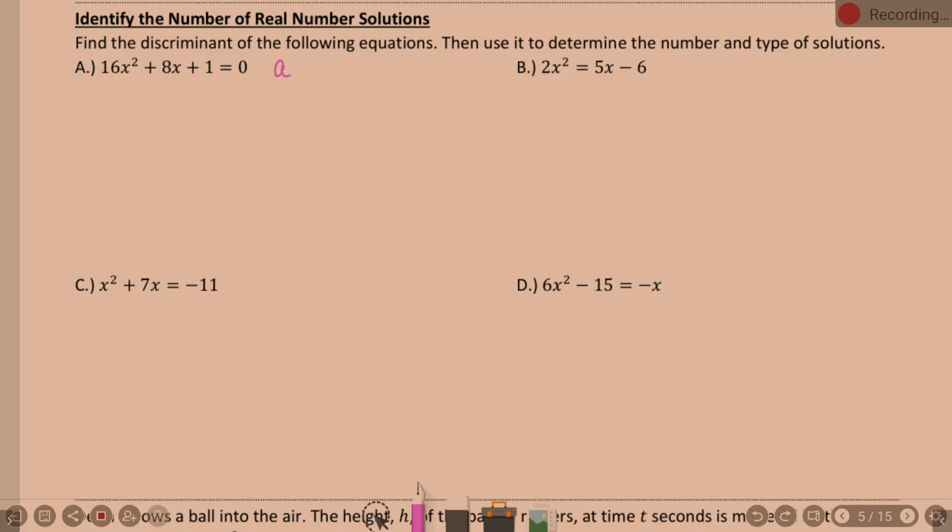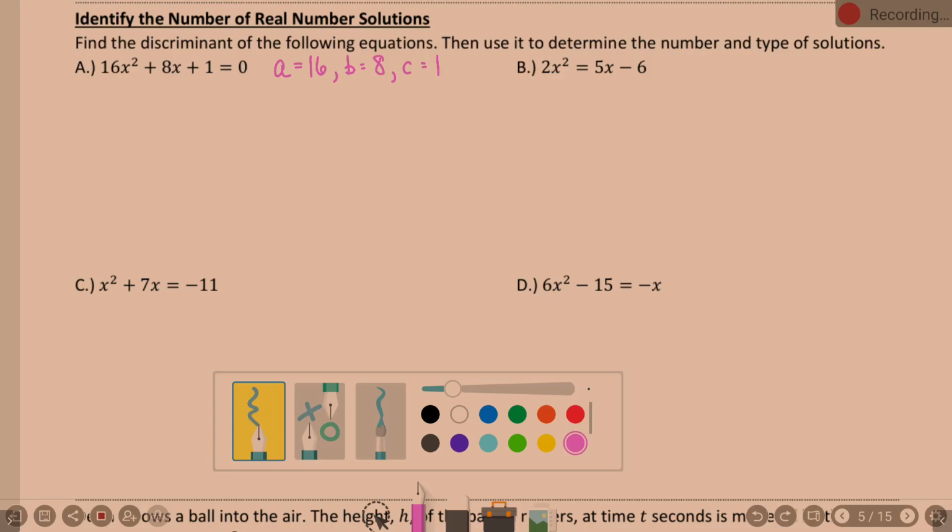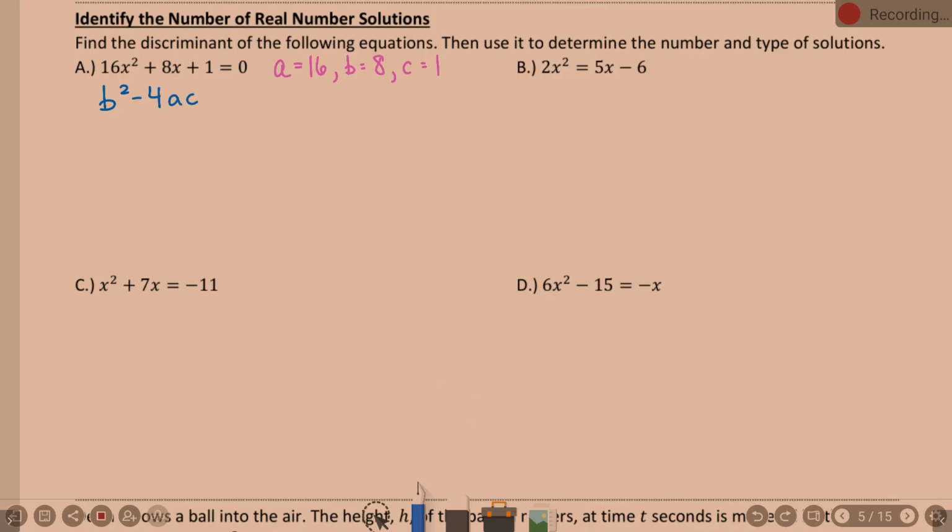What is a in this scenario? 16, because it's in front of x squared. B is 8 because it's in front of x. And C is 1. And keep in mind, I jumped right into ABCs. Your equation still has to equal 0, right? That's not going to change before you get your ABCs. So let's go through and find b squared minus 4ac. All I want to find is the discriminant. So put in some numbers. B is 8, so 8 squared minus 4 times A, which is 16, times C, which is 1.